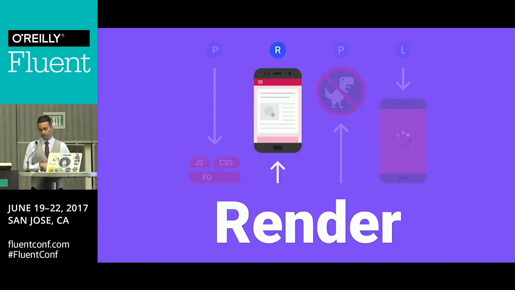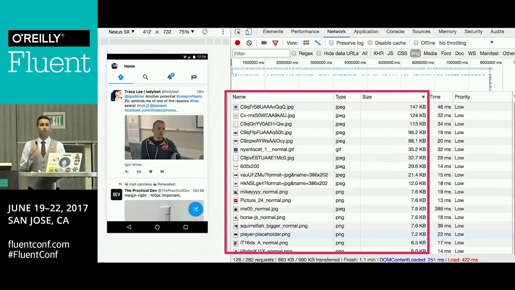Moving on, we get to render. Now, making sure that we get pixels on the screen as quickly as possible. Twitter is an application that is very media heavy. As you scroll through your timeline, you are probably going to run into lots of pictures, lots of animated cat GIFs, videos, lots of things like that. And all of that work needs to be loaded up.